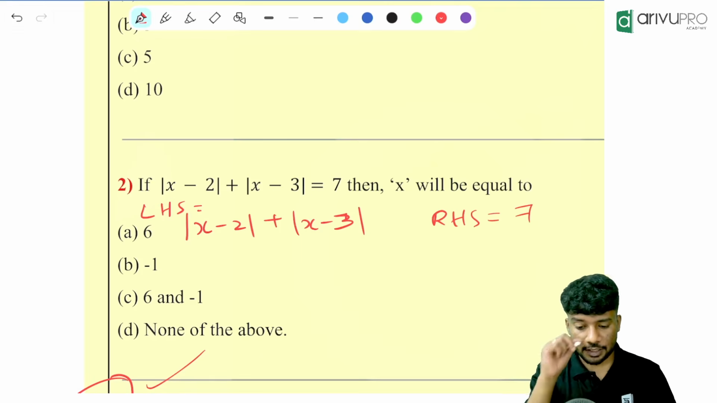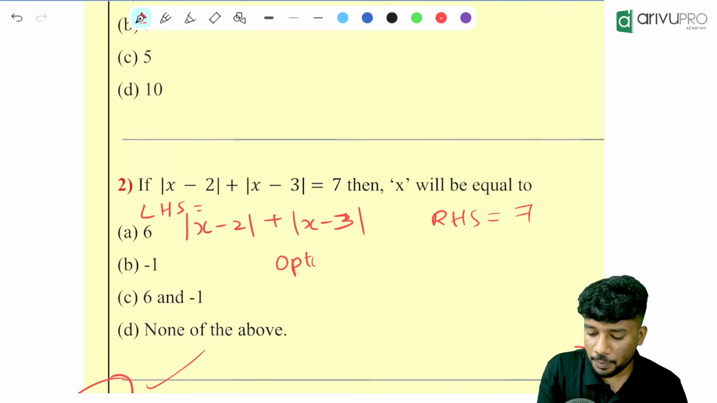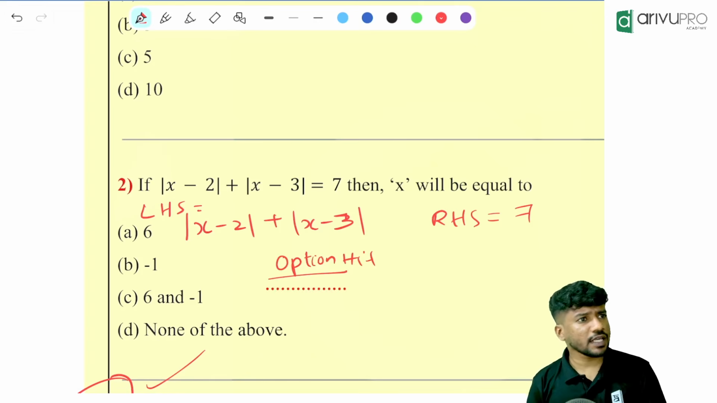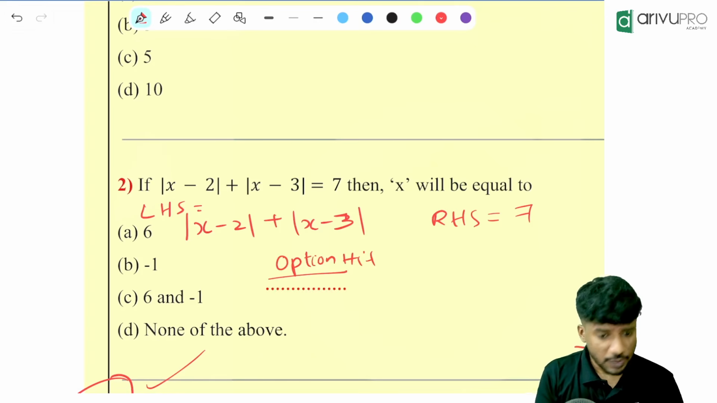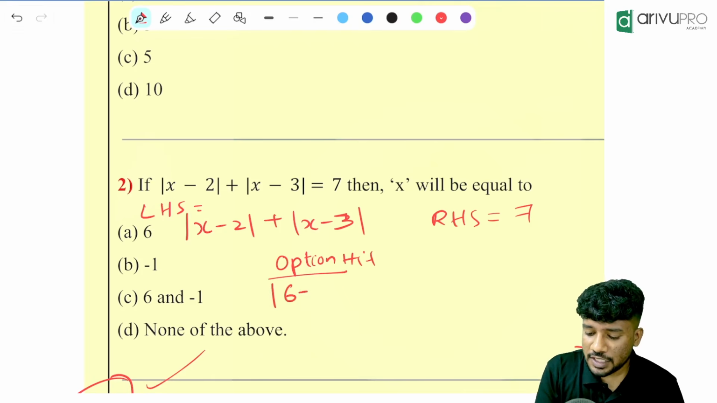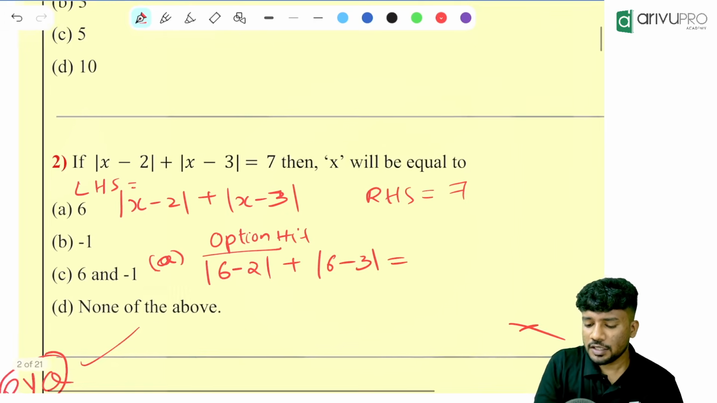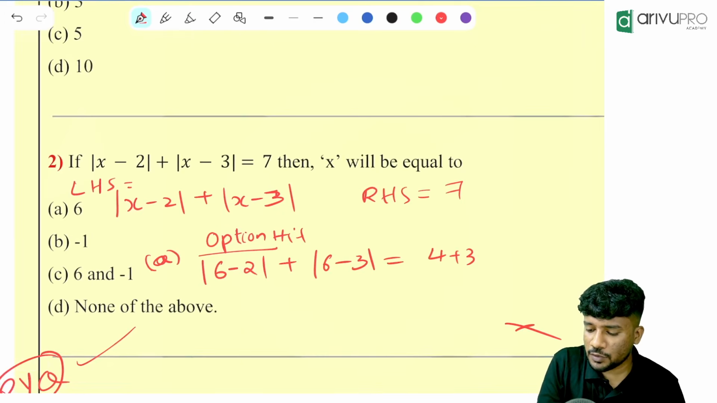Now people start option hitting. Try with option A. Everyone try with option A. That is modulus of 6 minus 2 plus modulus of 6 minus 3, which is equal to how much now? That is 4 plus 3, which is equal to 7, which is equal to your RHS.